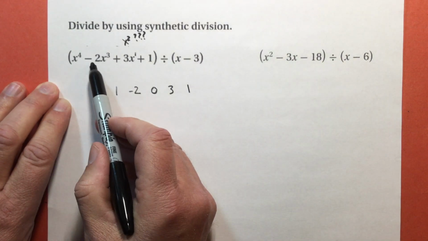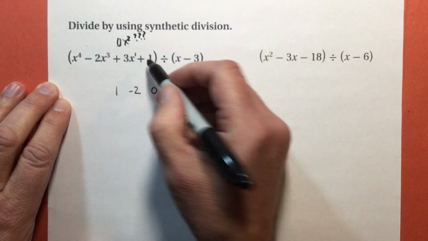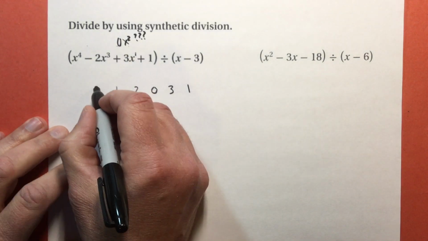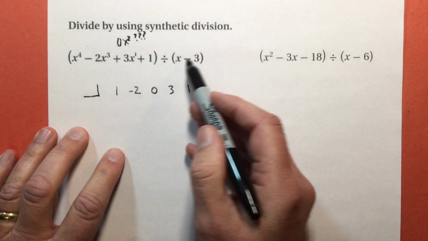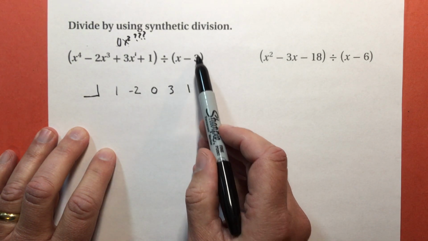So 1, negative 2, 0, because I have 0x squared, 3 and 1. Just the coefficients. Now, what am I dividing by? I'm dividing by x subtract 3, but what do I put in this corner here? Well, remember, it's the opposite of what I see here.